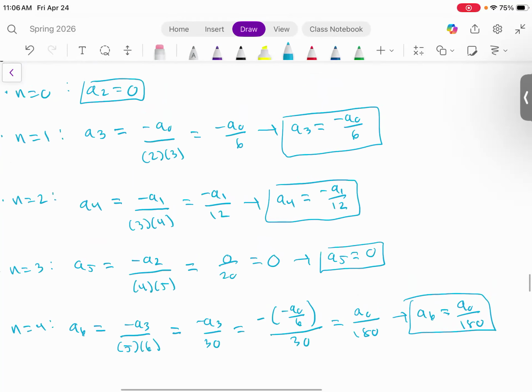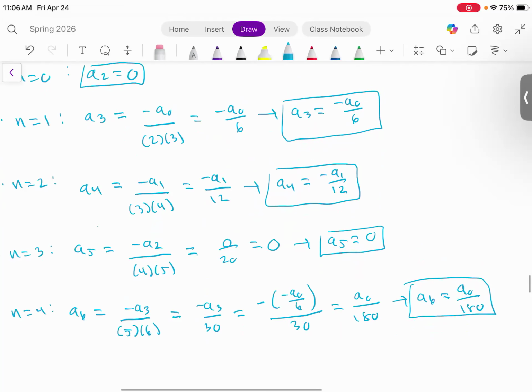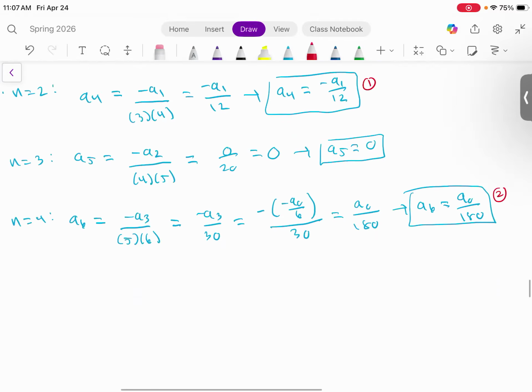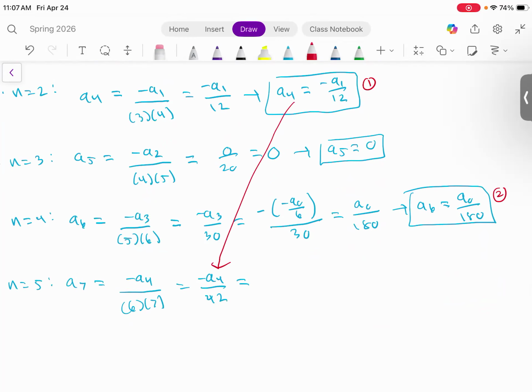Okay, so let's see. In terms of a naught, we have 1, 2 constants. And for a1, we only have 1. So I want to get one more. So this would be n equals 5. I would get a sub 7, which is negative a4 over 6 times 7, equals negative a4 over 42. And I know what a4 is. So yeah, we're going to get another term for a1.